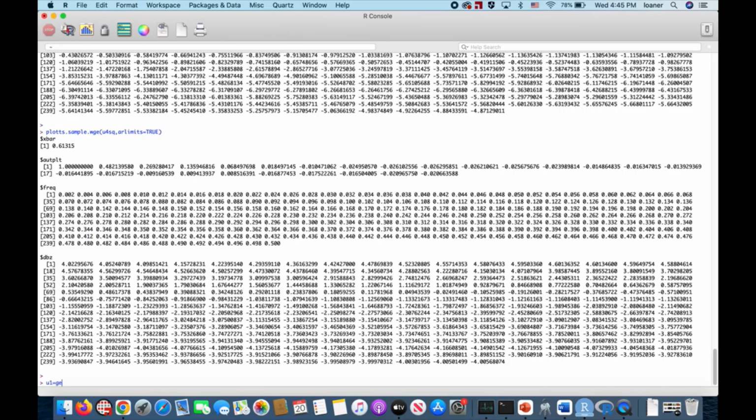I'm going to use gen.arch.wge, and I'm going to let it be a realization of length 1,000. I'm going to let alpha naught be 0.1, and then the alpha parameters be 0.5 and 0.4. So alpha 1 is 0.5 and alpha 2 is 0.4. And I'm going to let SN be, let's say, 37.